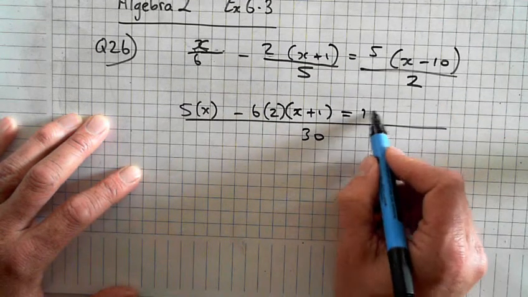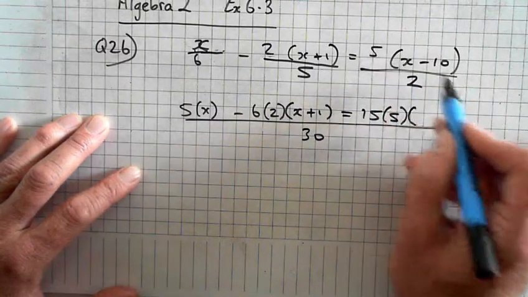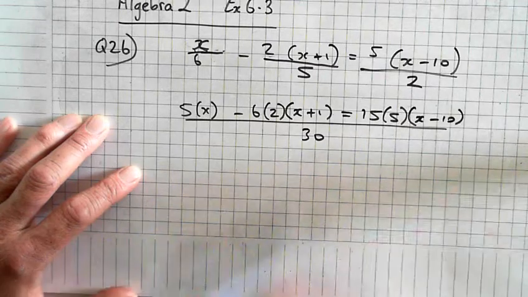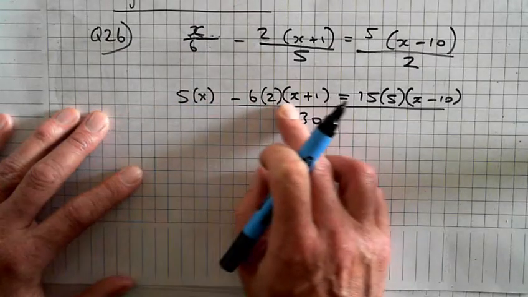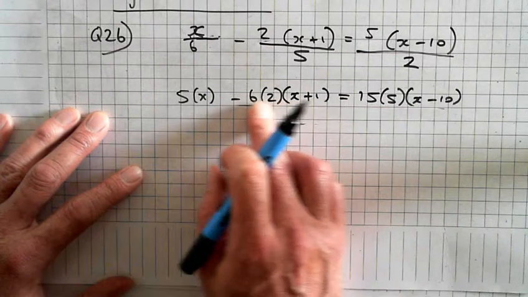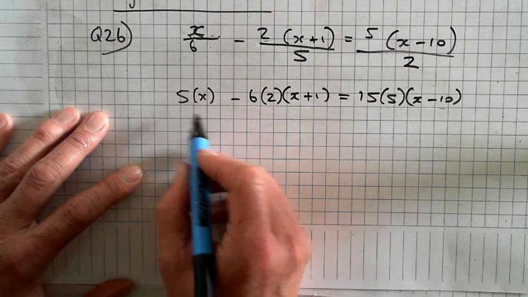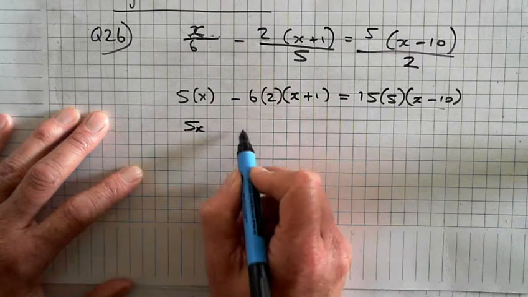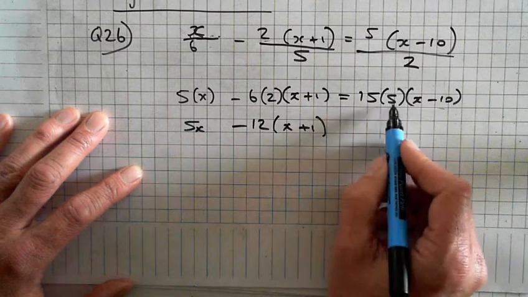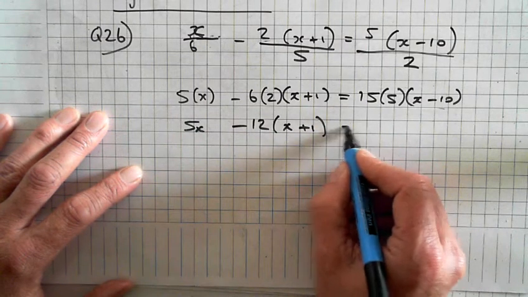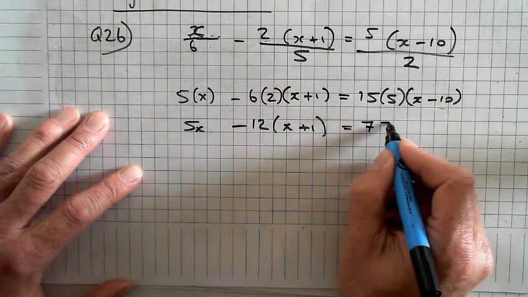2 into 30 goes 15 times. 5 times all of this, x minus 10. Now 5 times x. We don't need the bottom line now, because we're solving for x. Right, so that becomes 5x minus 12 times x plus 1, and 5 times 15, 30, 60, 75.